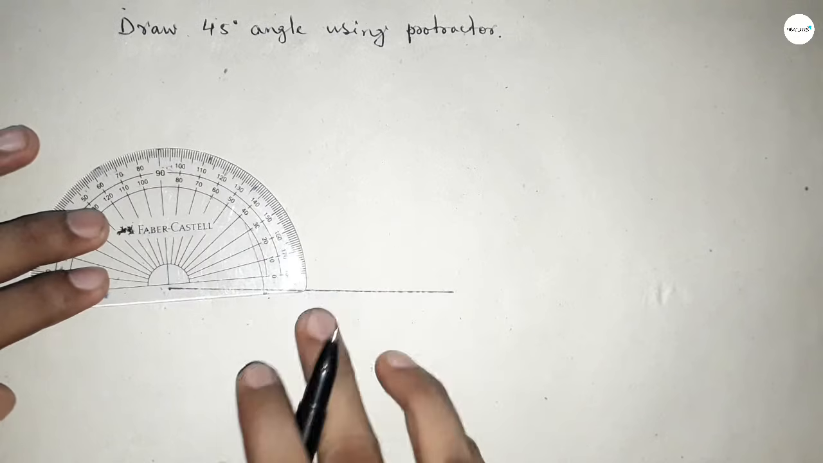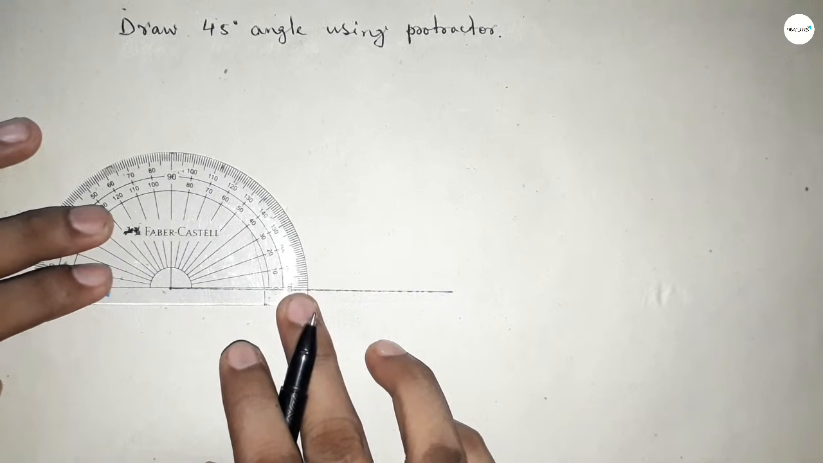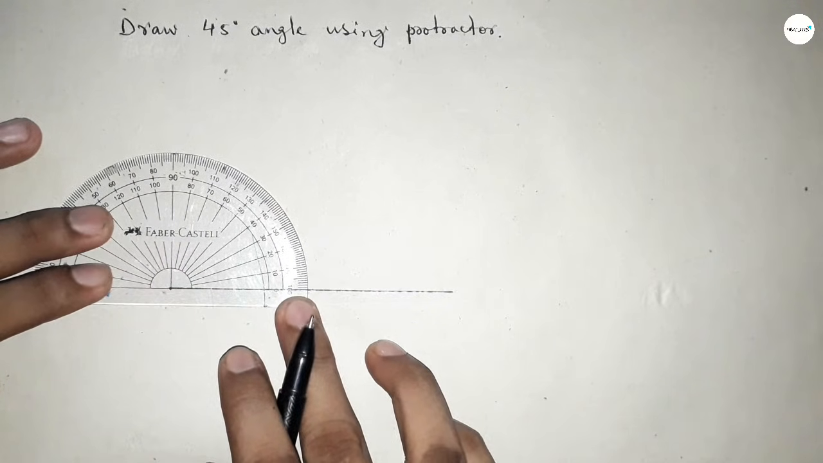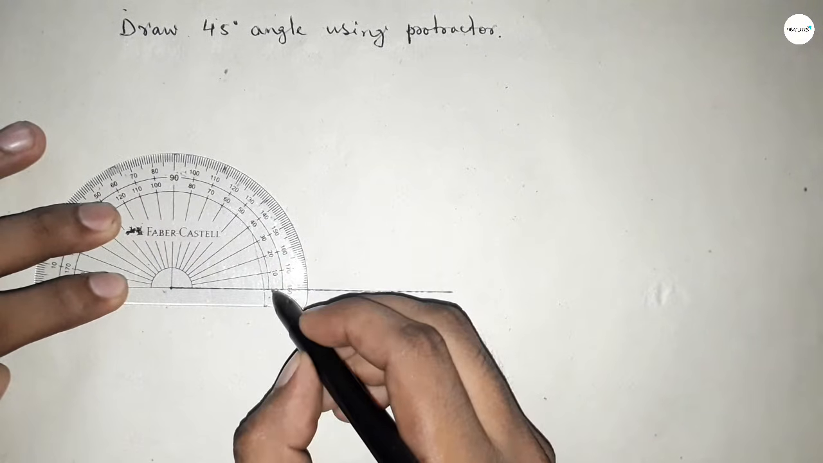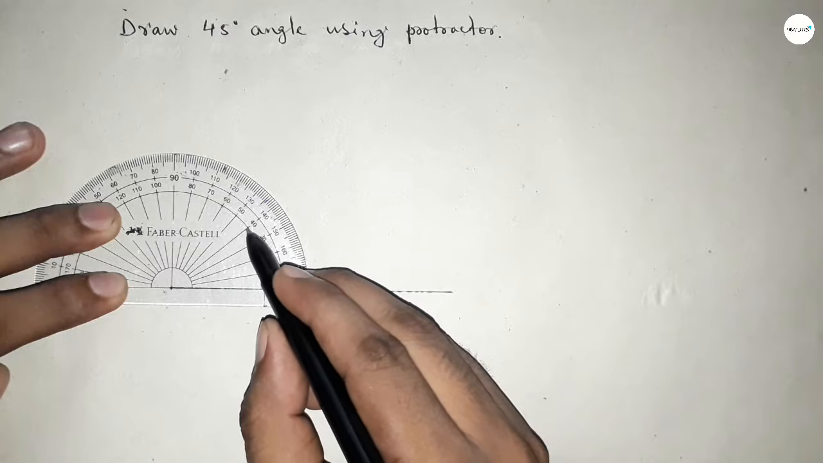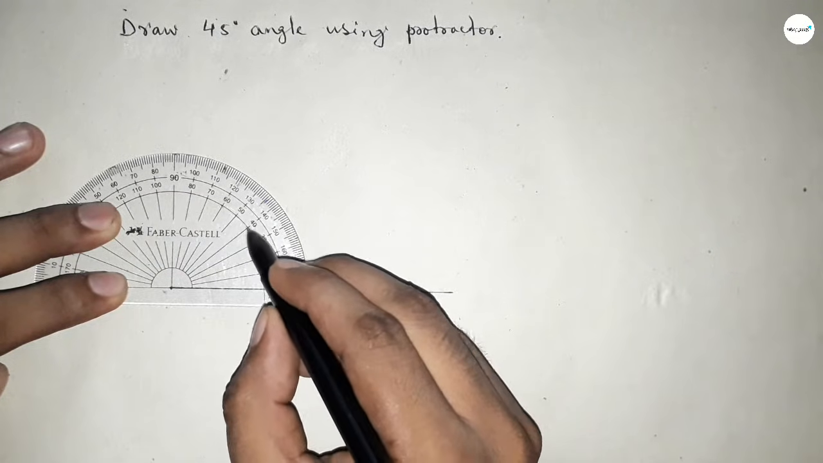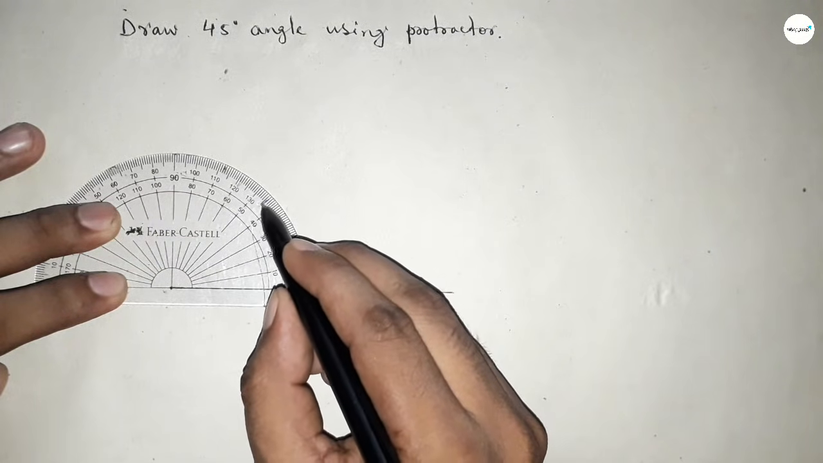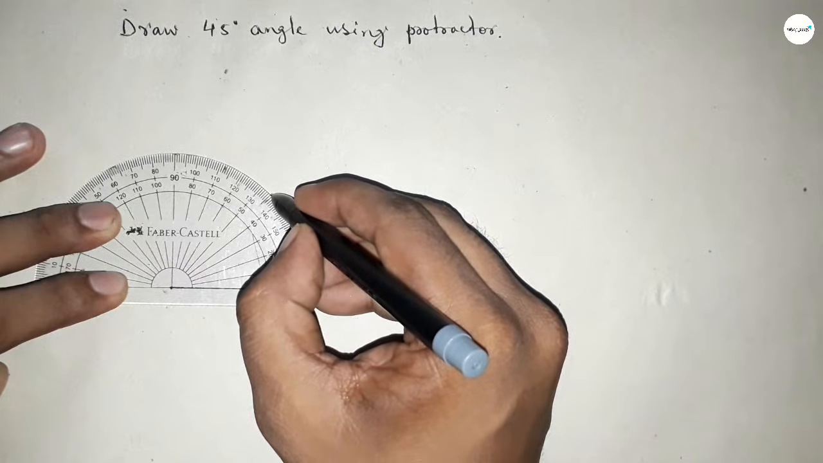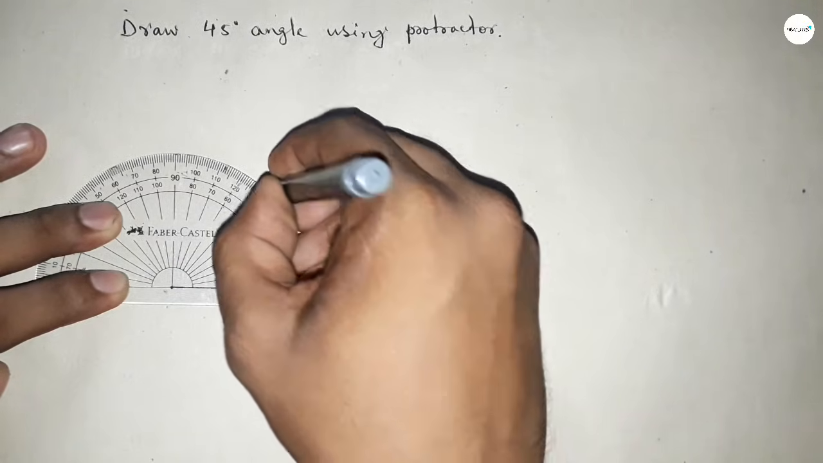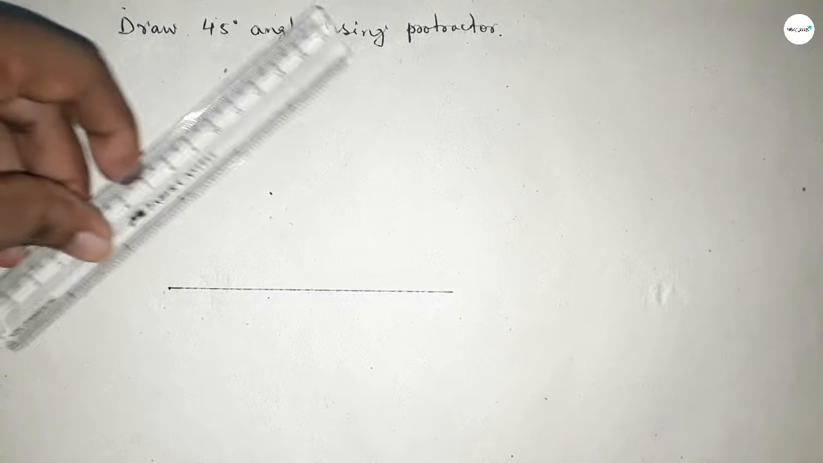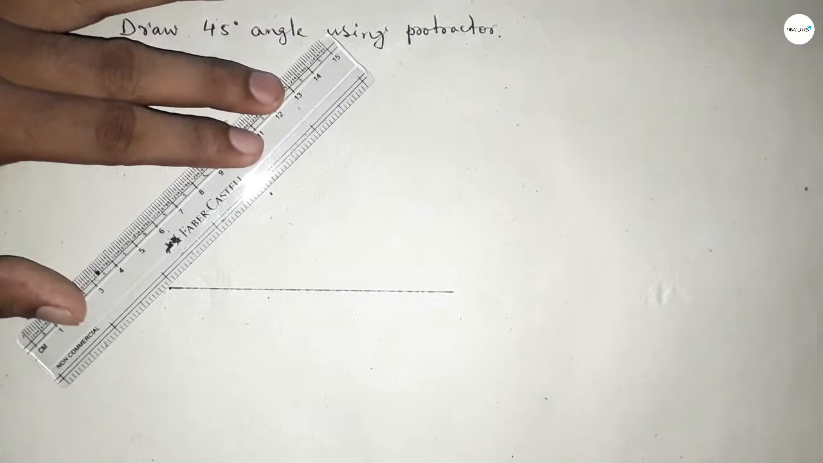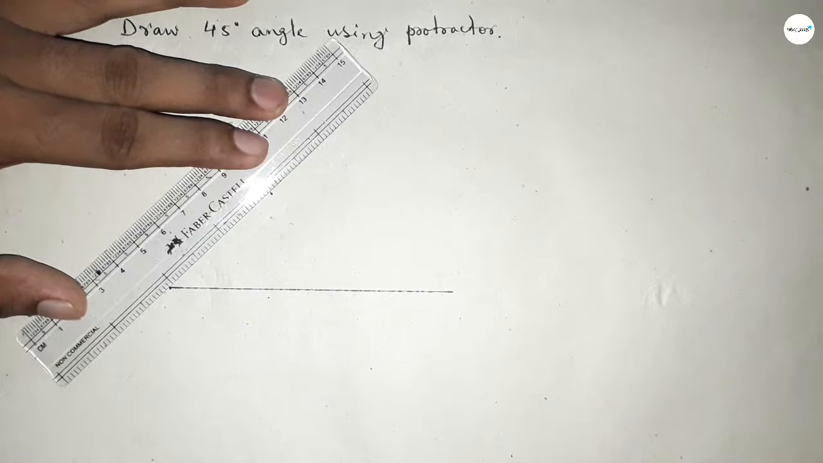Now using protractor, so putting the protractor on the line perfectly. Next, counting the angle. So this is 0, 10, 20, 30, 40 and 50. So between 40 to 50 we can get 45-degree angle. So this is 45-degree angle. Okay. Now joining this side to get 45-degree angle.